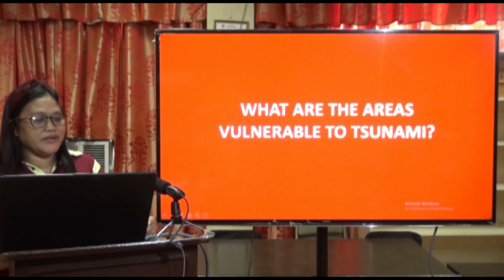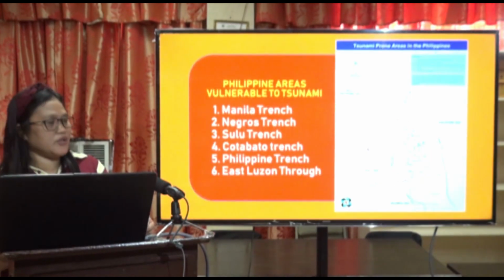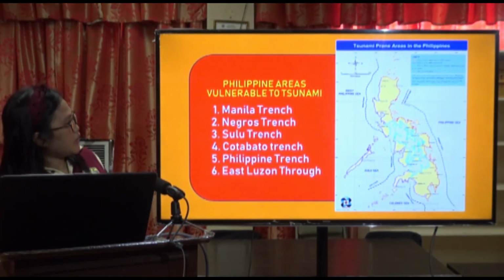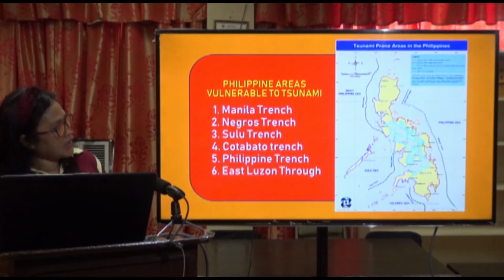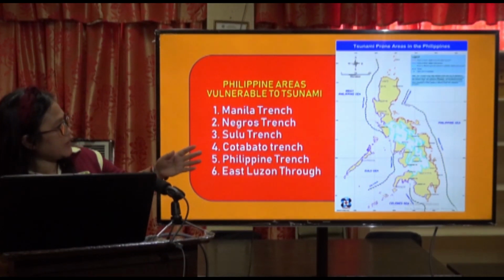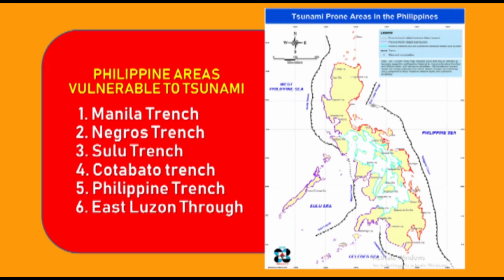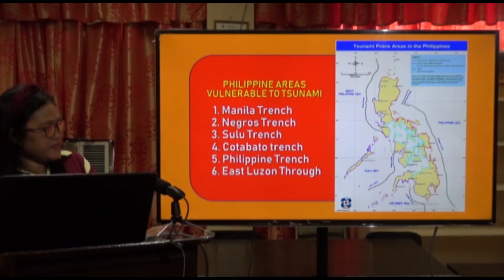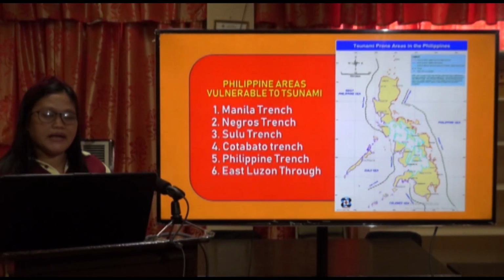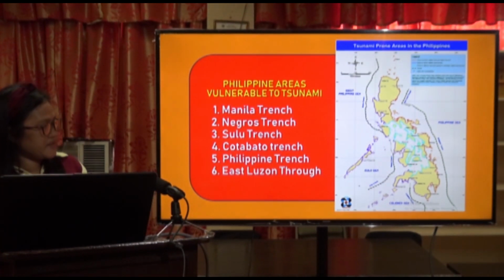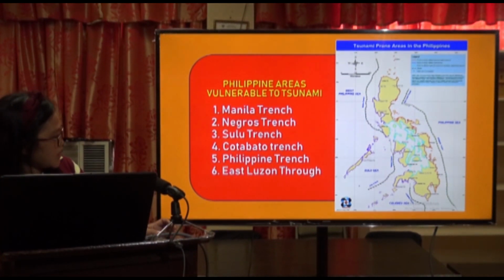So, what are the areas vulnerable to tsunami? Ano ang mga area? So, we're here. The number 1 is the Manila Trench, okay, sa ibabaw na parte. The Negros Trench, which is in the Visayas area. The Sulu Trench, which is in the eastern part of Visayas. Cotabato Trench, wherein the Mindanao area. Okay, the Philippine Trench. So, ito ang mga sa gilid, malapit sa Pacific Ocean. And number 6 is the East Luzon Trough.